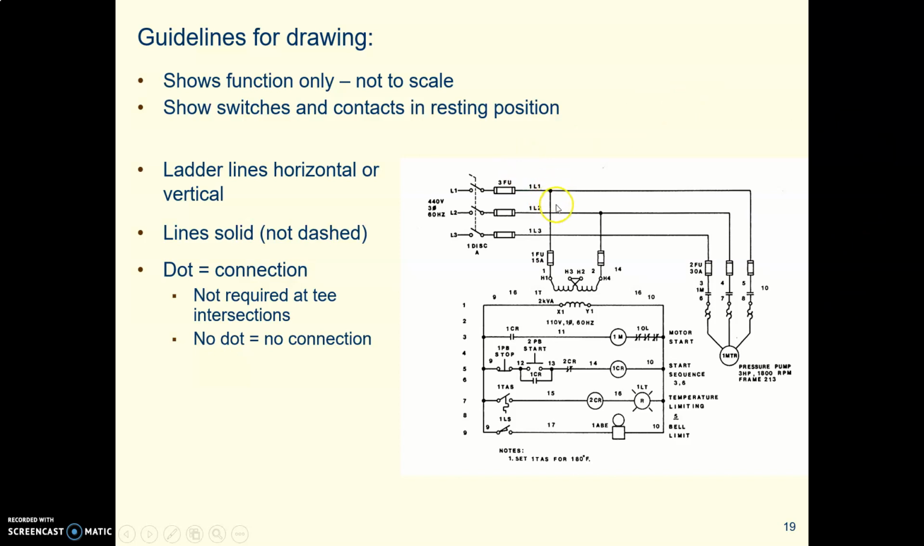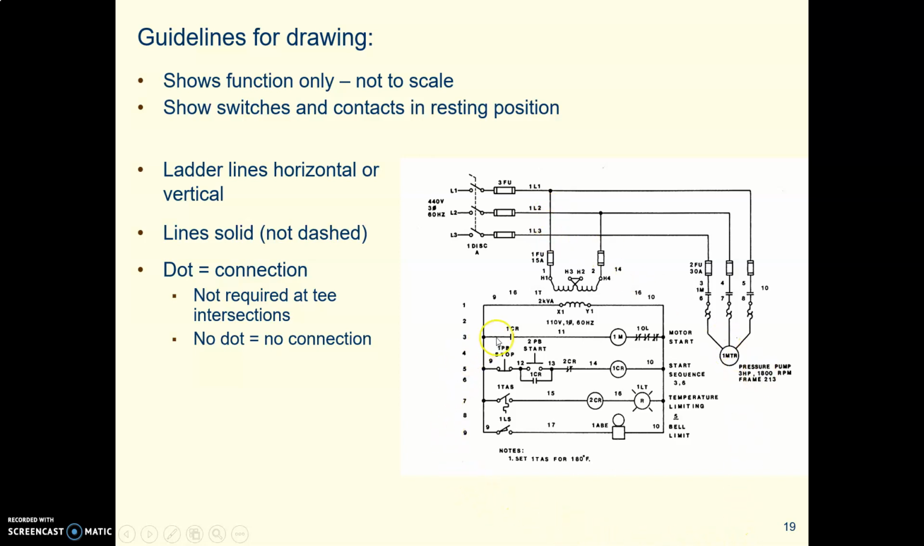So you can see where these lines from the transformer connect to the line voltage, there's a dot there showing which line is connected to what. When there's not a dot, that means that's not a connection. So this line from the left side of the transformer connects to L1. It does not connect to L2 nor L3, and you can tell that because there are no dots there.